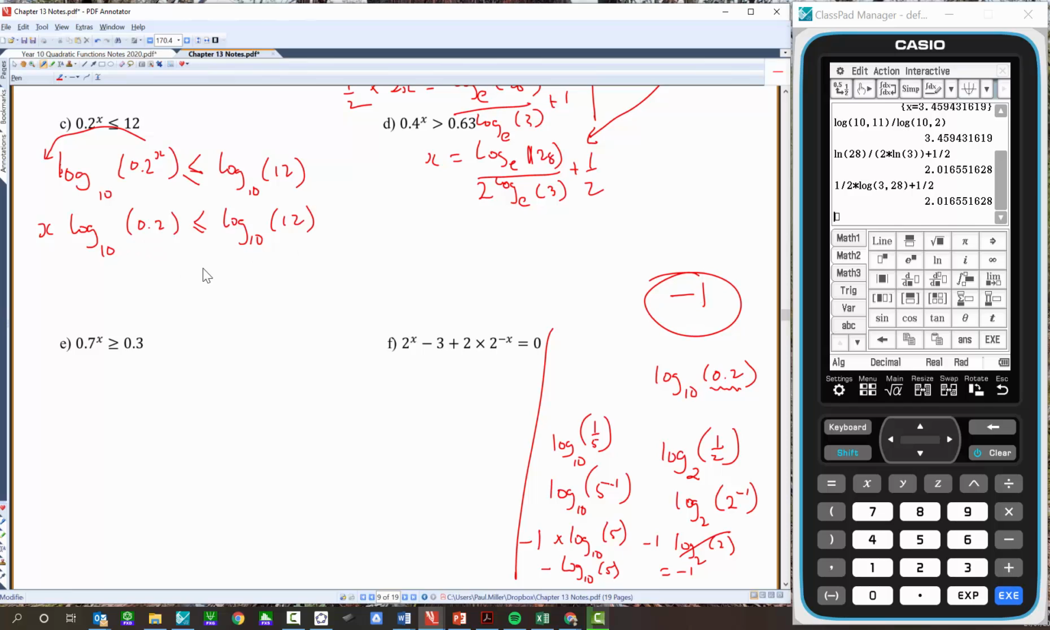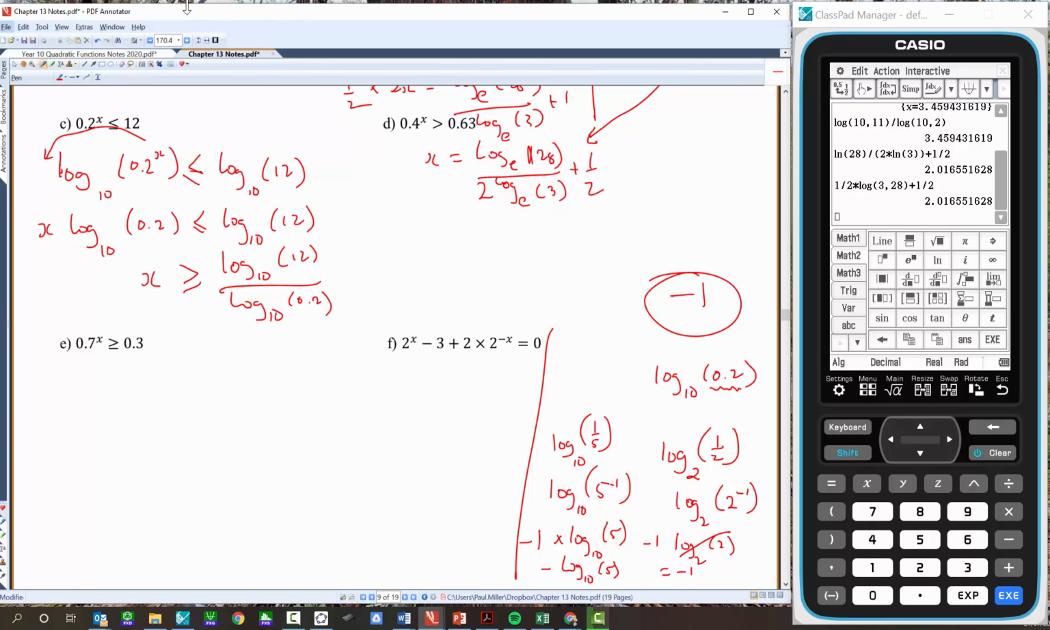Now, why is this an important discussion? Well, to solve for x, what I'm about to do is divide both sides by log base 10 of 0.2. Now, I know that this is a negative number, so I'm going to flip the inequality: x greater than log base 10 of 12 over log base 10 of 0.2. You don't need to make these moves here, but you just need to be aware of why the sign flips when I log a number between 0 and 1.